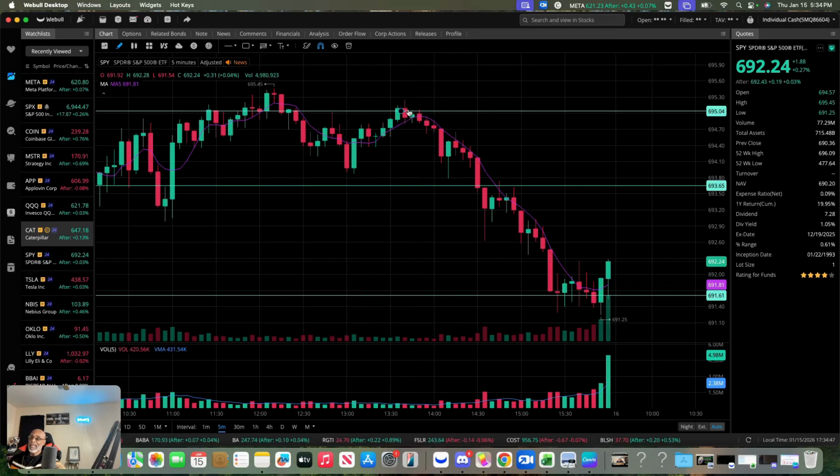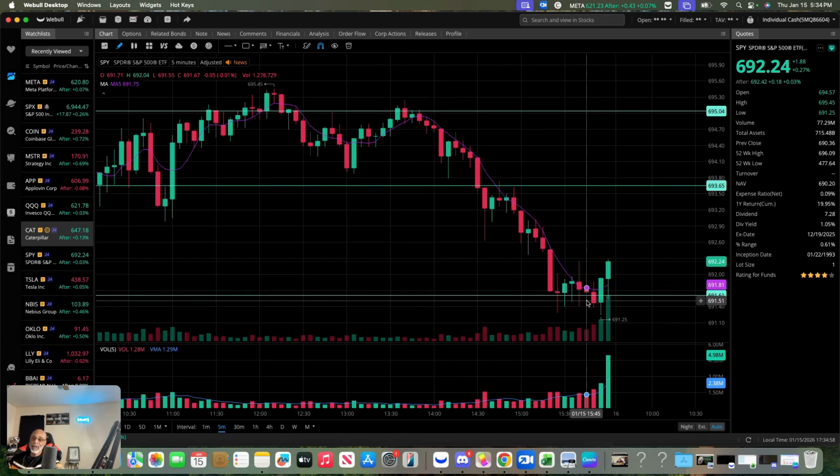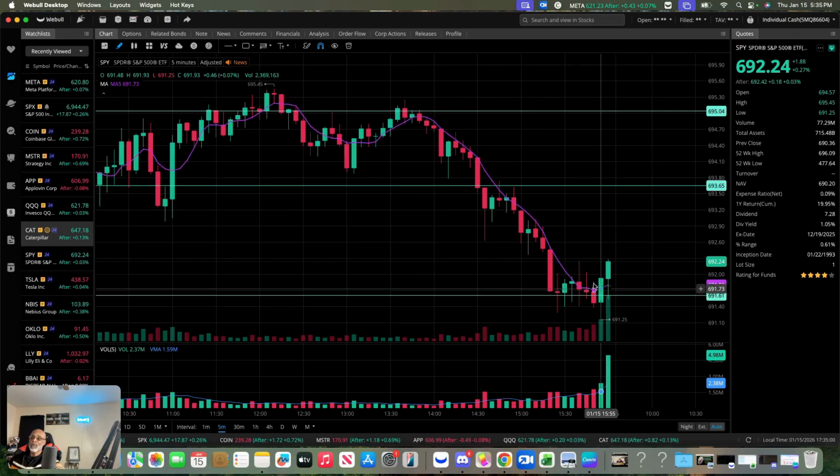We had that red doji right there, that indecision, but it covered that whole green candle, and then we ended up pushing all the way back down. We had a heck of a push down, and this was an opportunity to make a good day trade. And then at the end of the day, we ended up pushing back up.